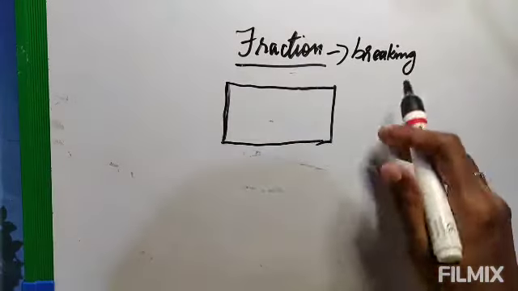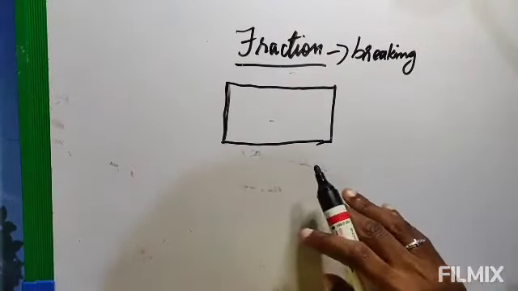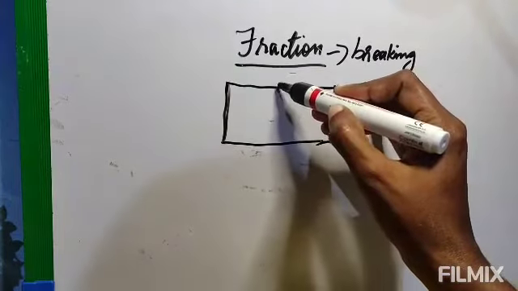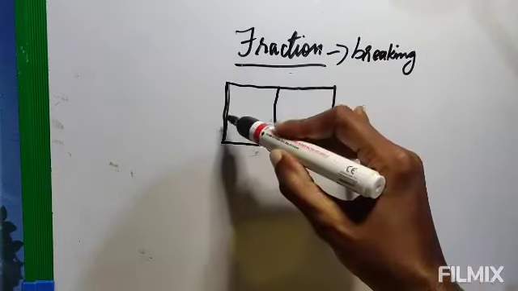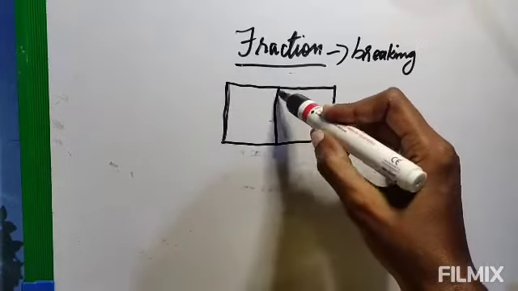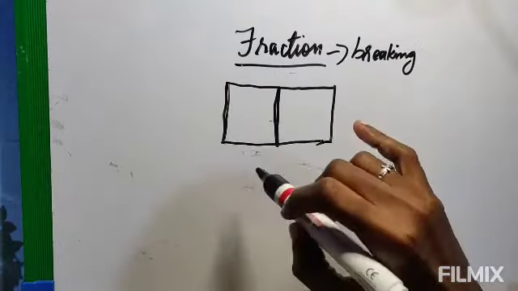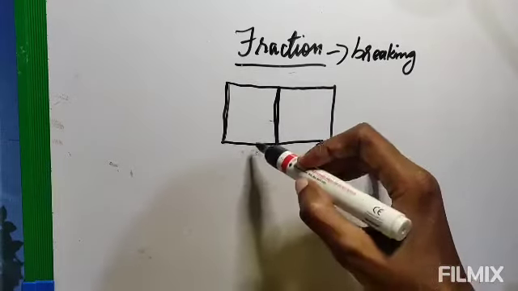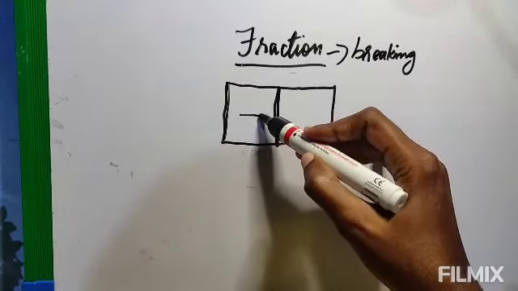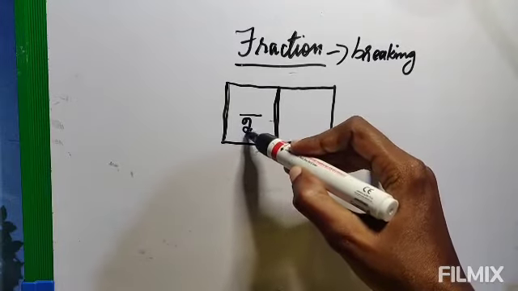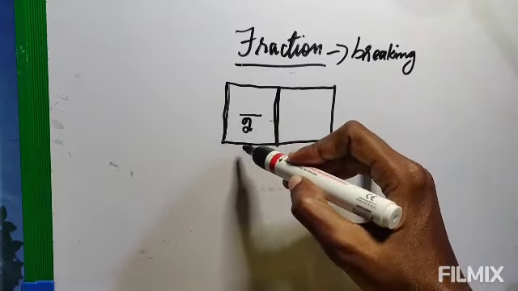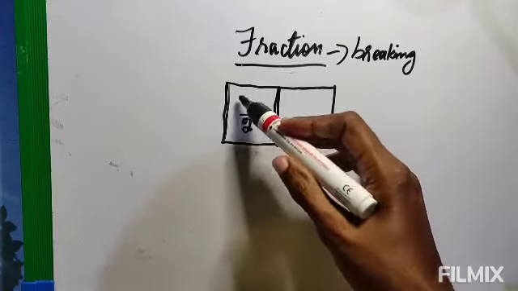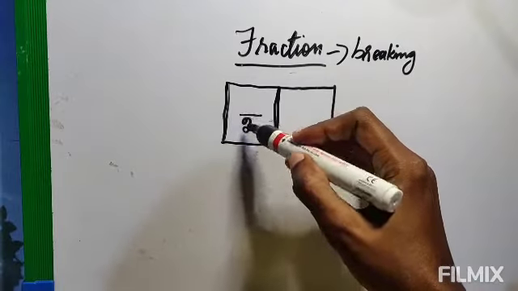See, here is a rectangle. This one we are going to divide into two equal parts, so I am drawing a line here. You can also divide the line elsewhere, but I am doing it like this. So we are dividing it into two equal parts. The total number of equal parts you have to write in the denominator, and how many parts this represents you have to write on the top.